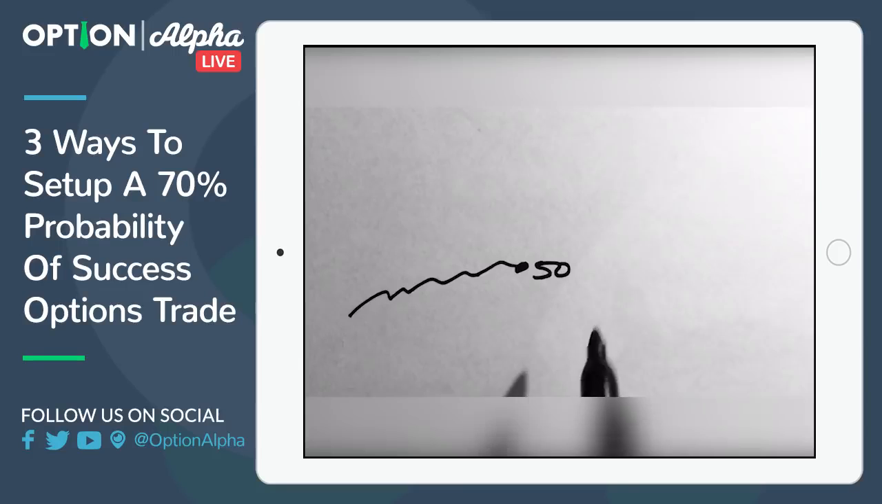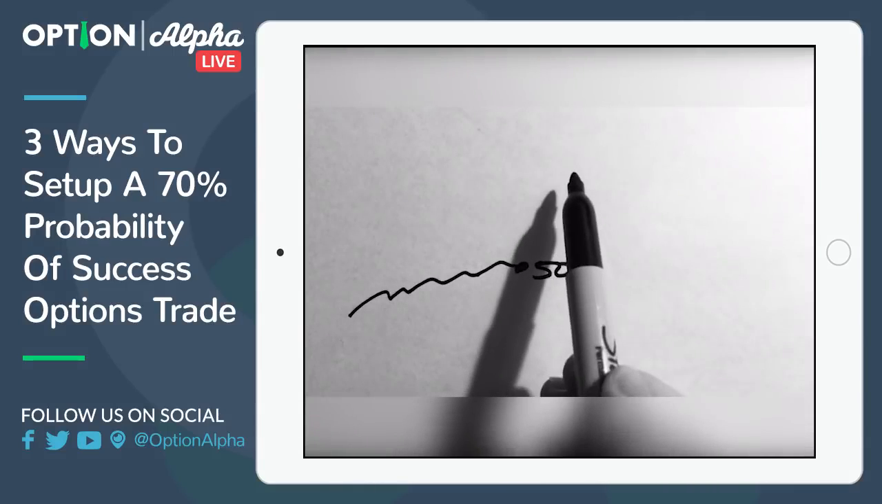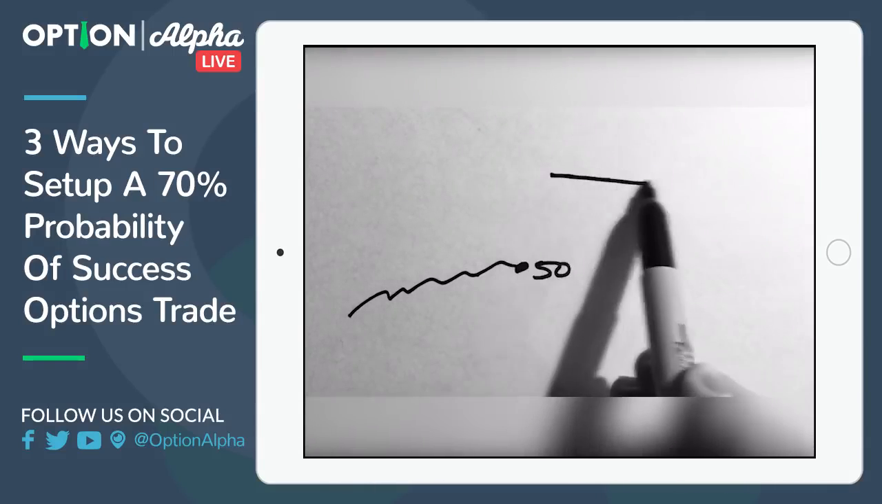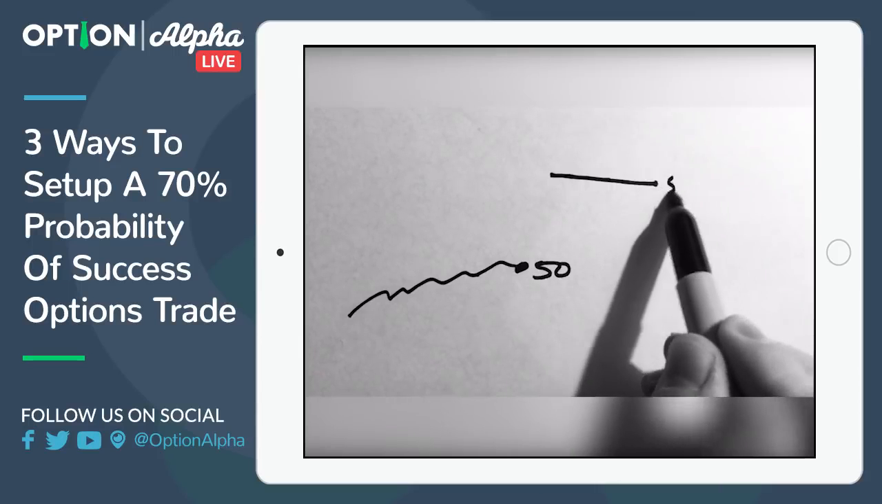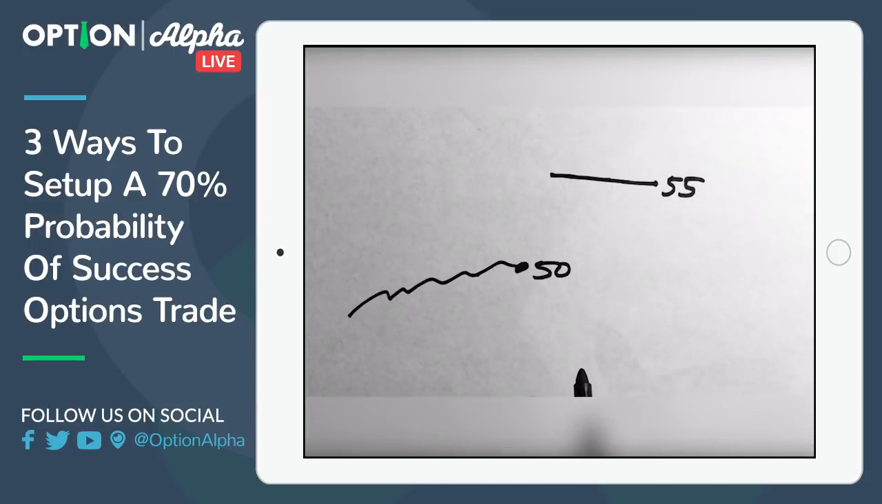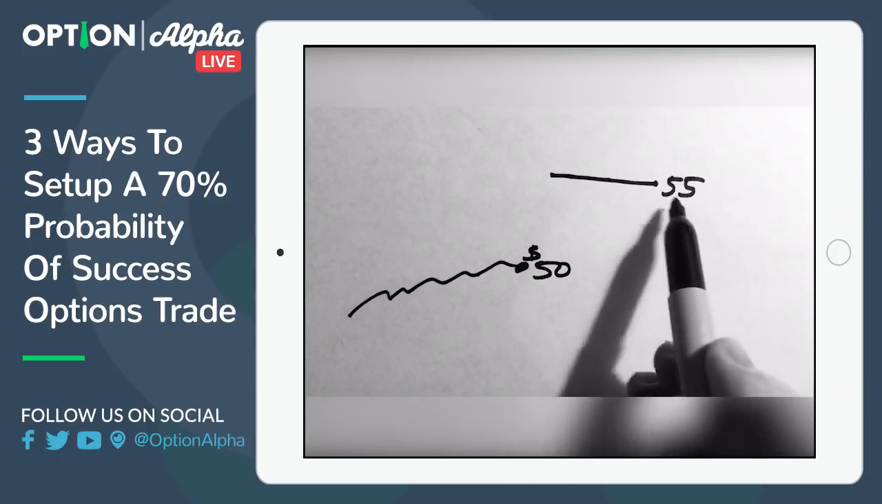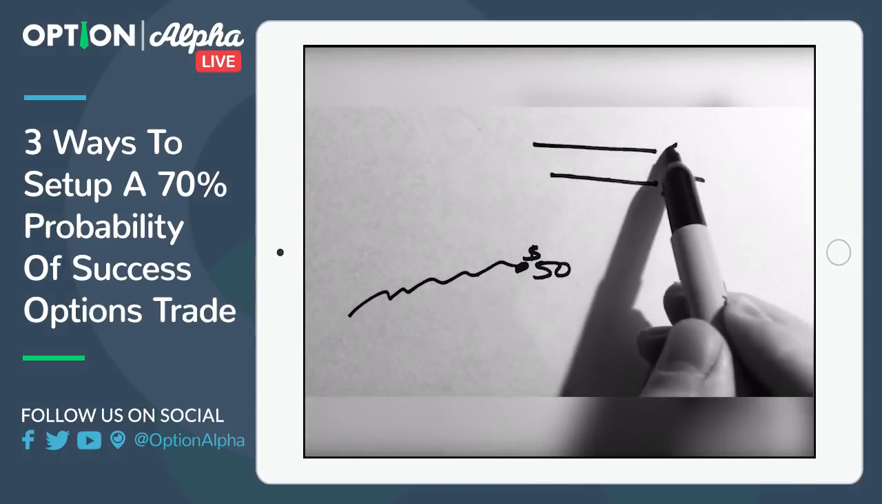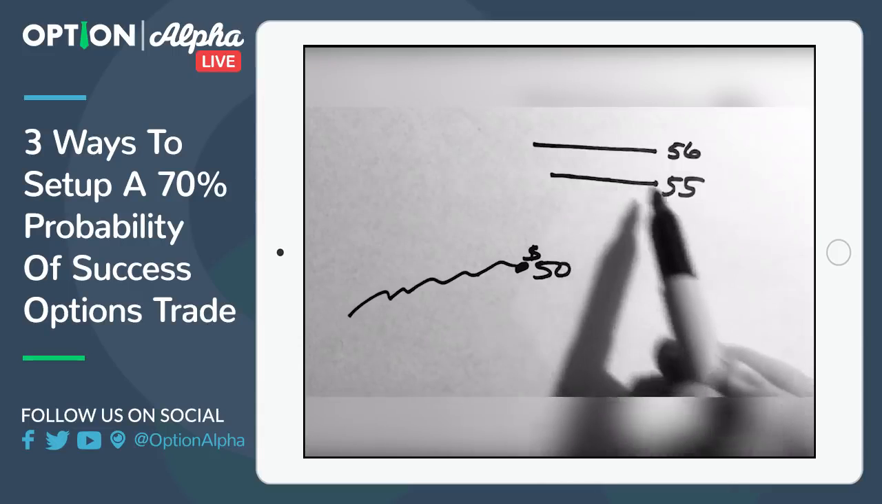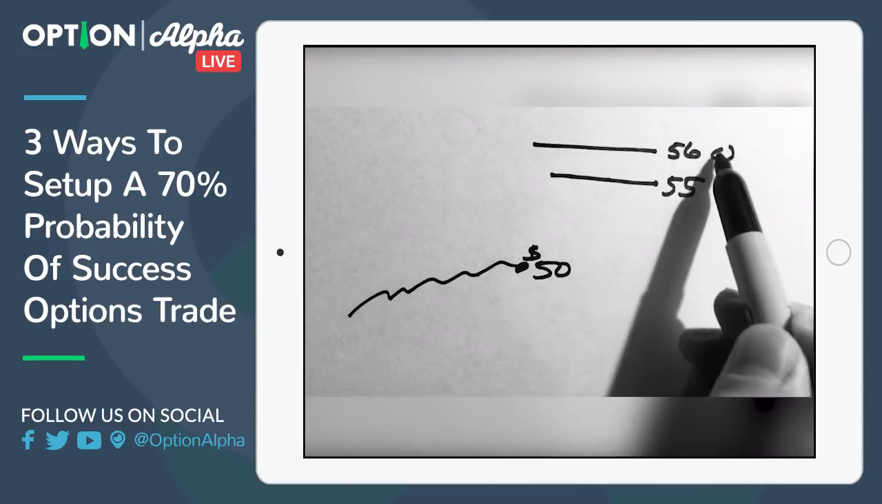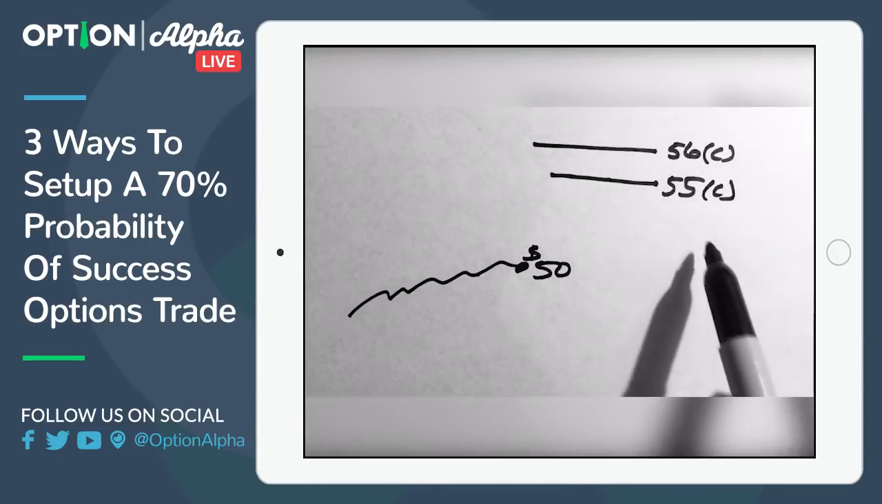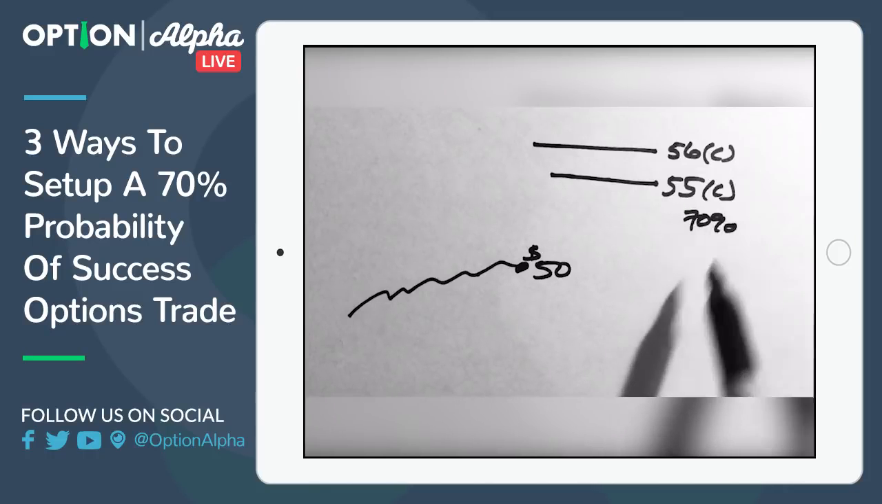The other way that you could do it is to set up a call credit spread. In this case, you would do the total opposite. You would sell a call somewhere above where the stock is trading. So let's say the stock is trading at $50 right here. You would sell a call at $55, and maybe you buy a call option at 56 and you just create that spread. So these are call options up here, right? And again, you can set this up so it has a 70% chance of success.